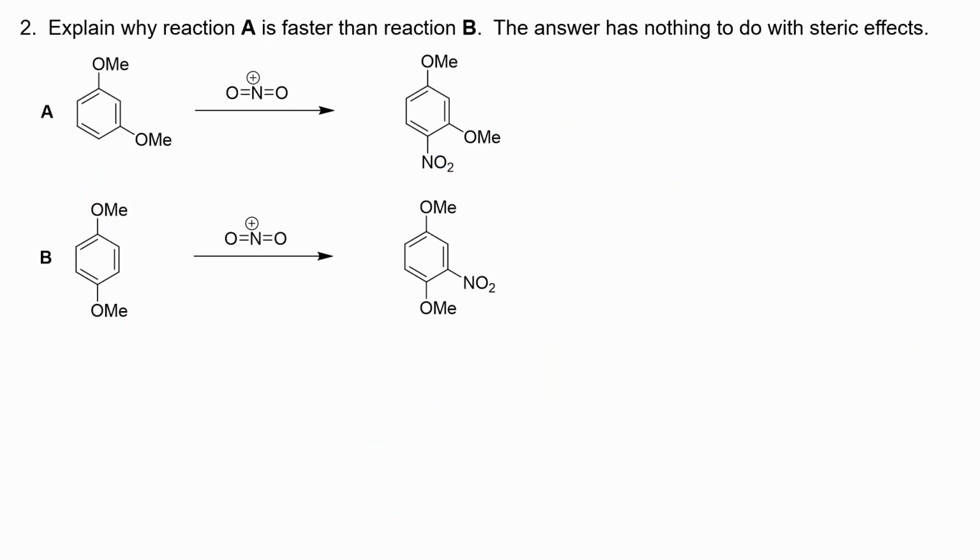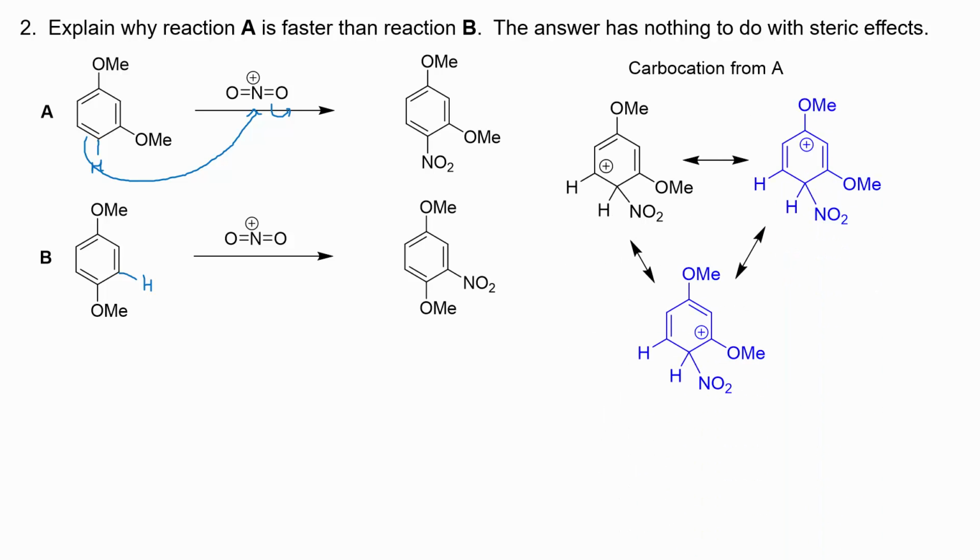Why is reaction A faster than reaction B? And this answer has nothing to do with steric effects. What we want to think about is the stability of the reactive intermediates in this reaction, which are the carbocations that you get from attacking the carbocation. So we're basically going to do this process right here, and don't forget that there's a hydrogen here, and there's a hydrogen at the point where the nitro group attacks in the second one.